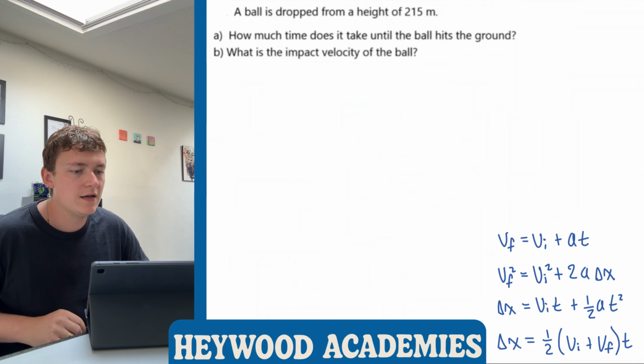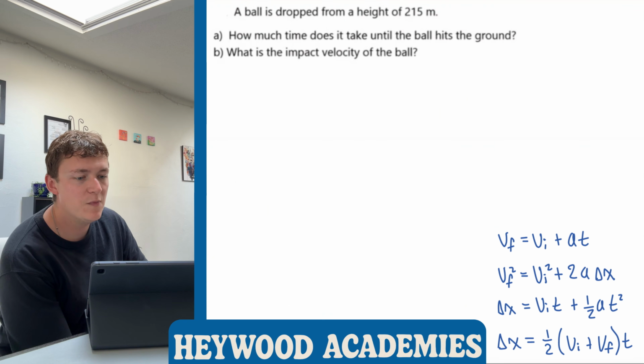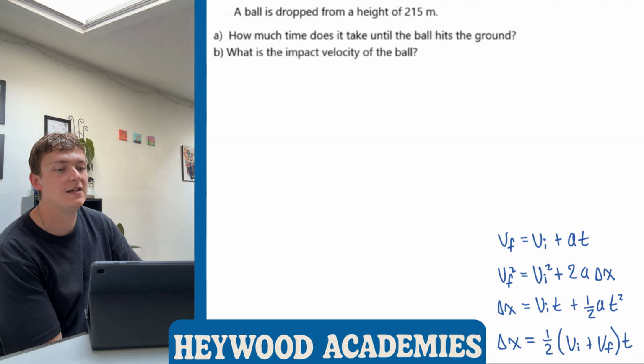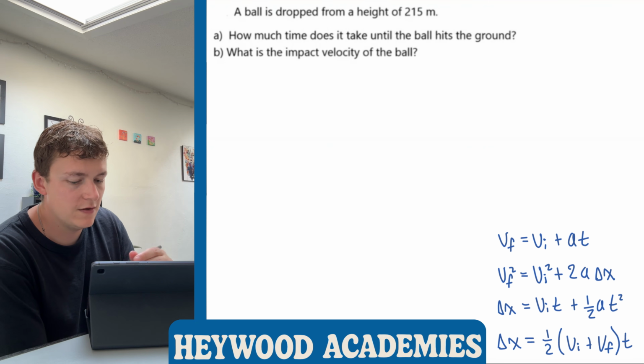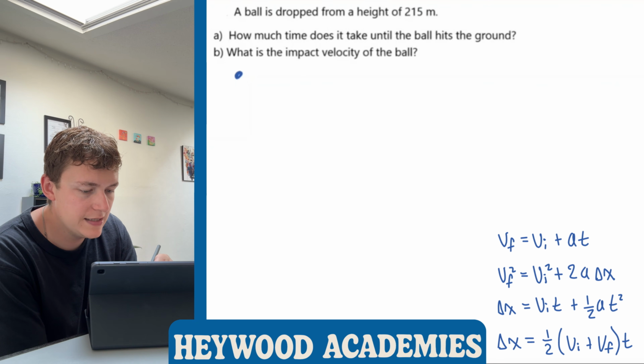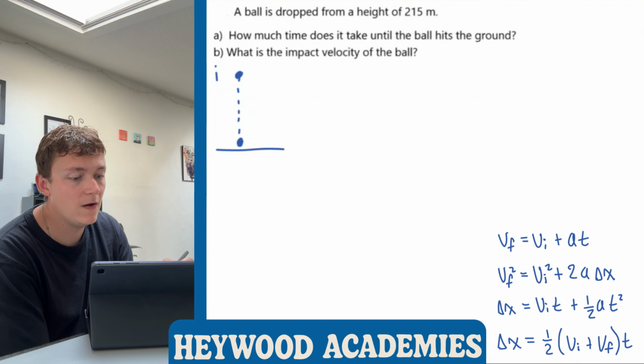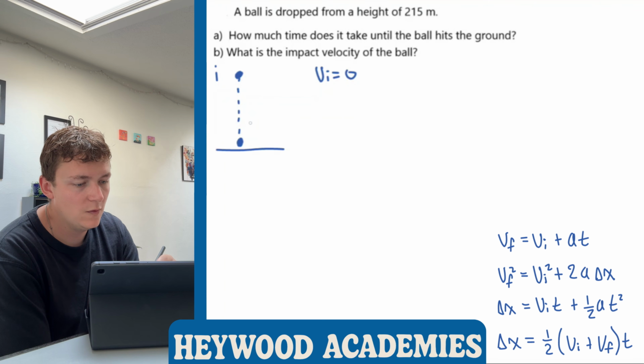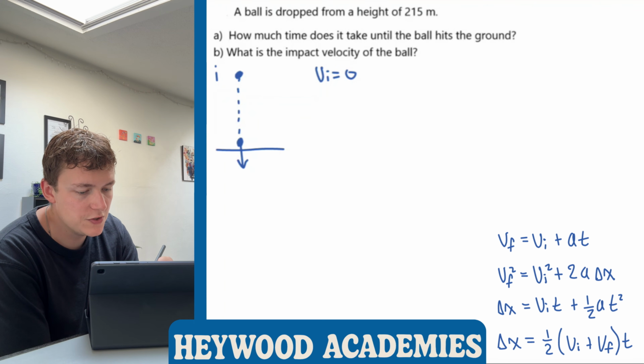Okay, the next one we've got, a ball is dropped from a height of 215 meters. How much time does it take for the ball to hit the ground, and what is the impact velocity of the ball? So we can draw a little picture here if we'd like. We're starting up here, ending down here, just before we hit the ground. It says the ball is dropped, so we can go ahead and say that that initial speed is 0. What's the impact velocity of the ball? So just before it hits the ground. That's what we're looking for.